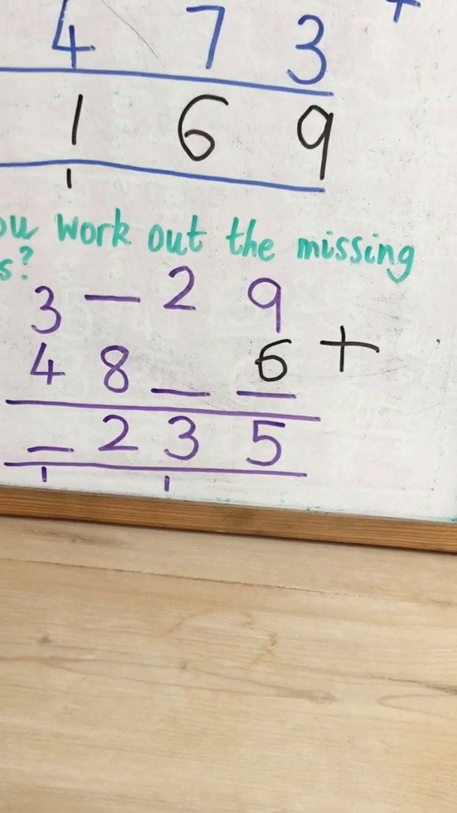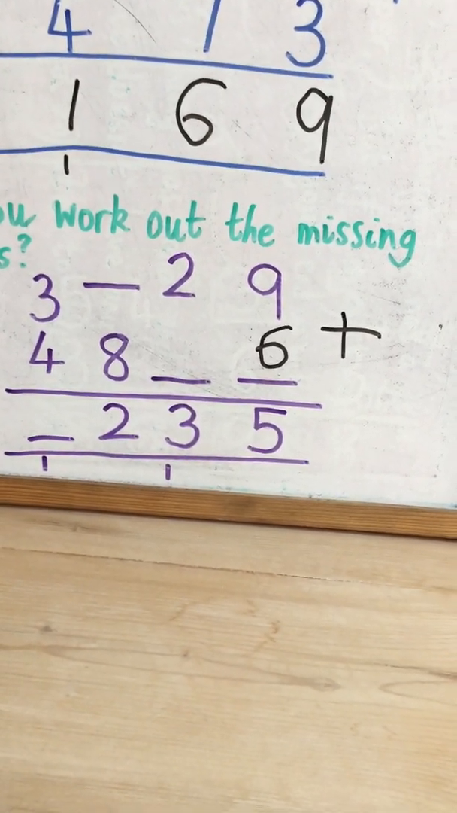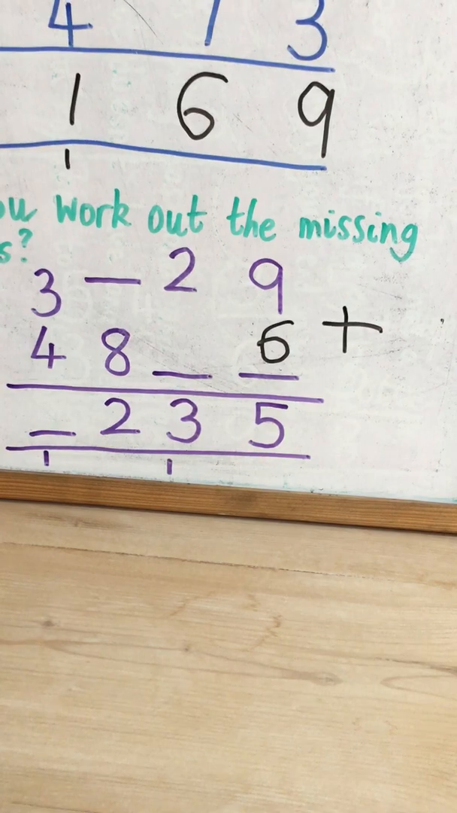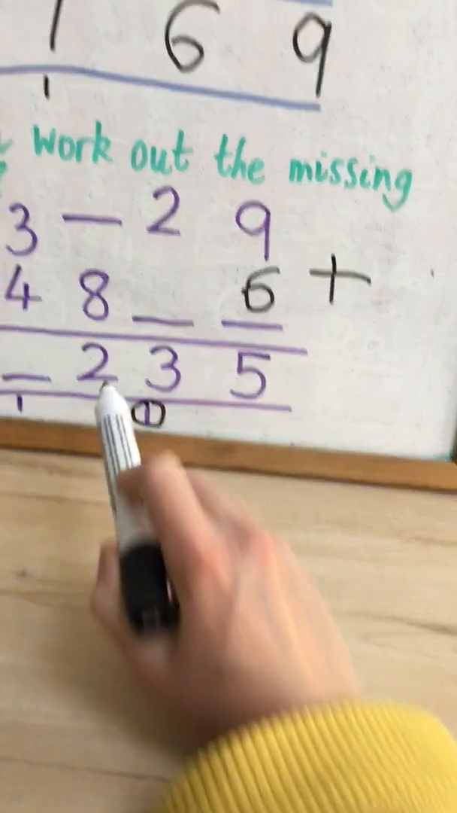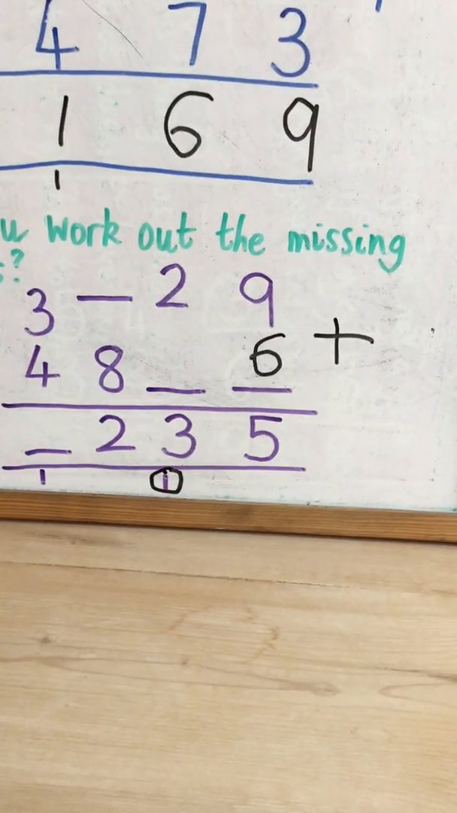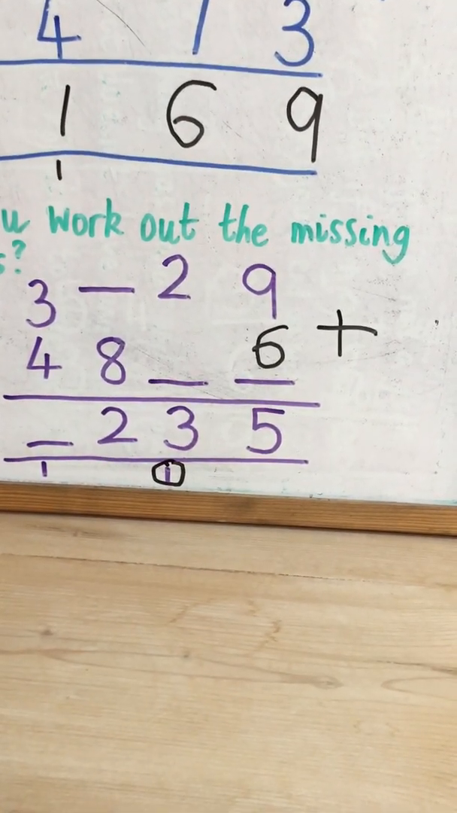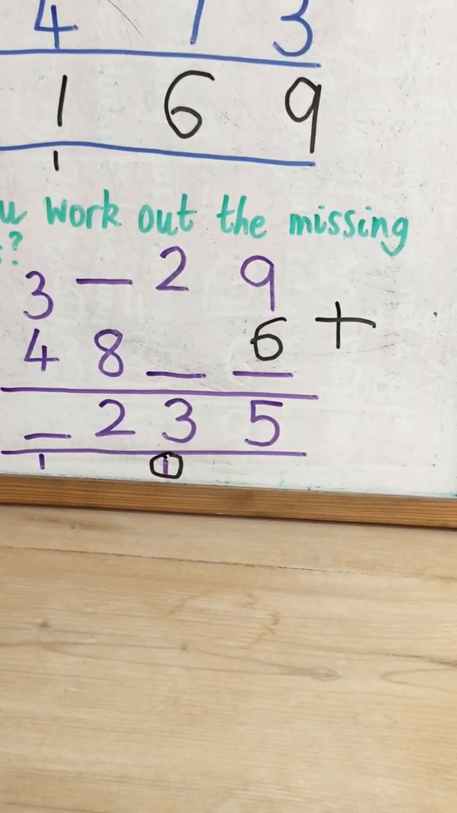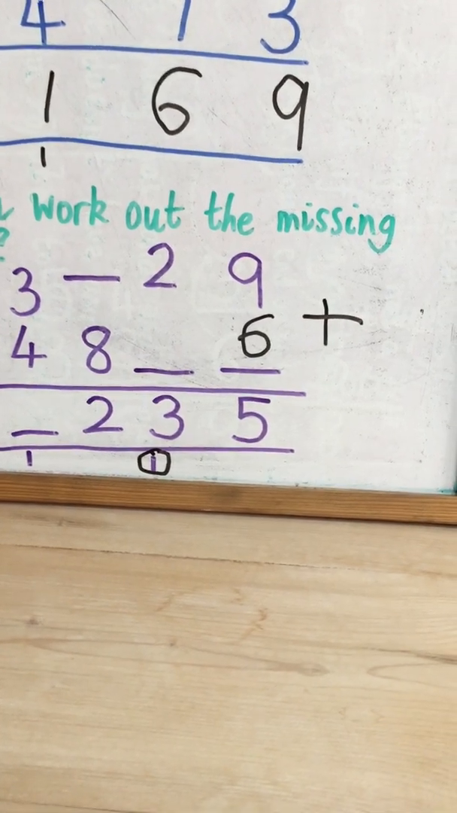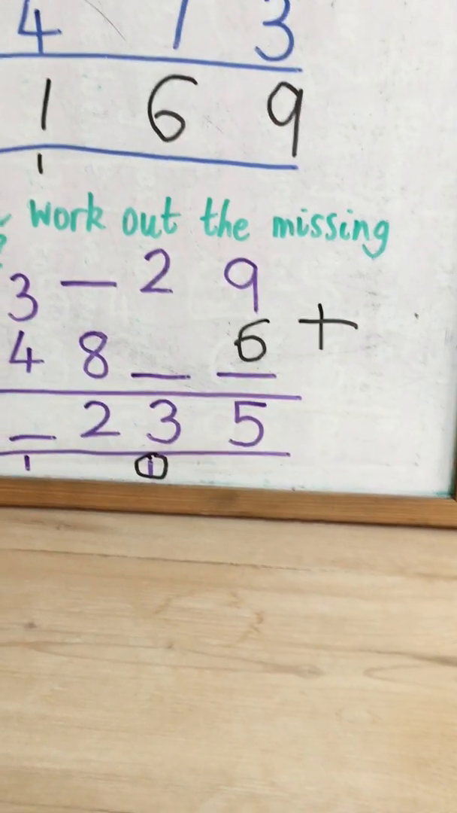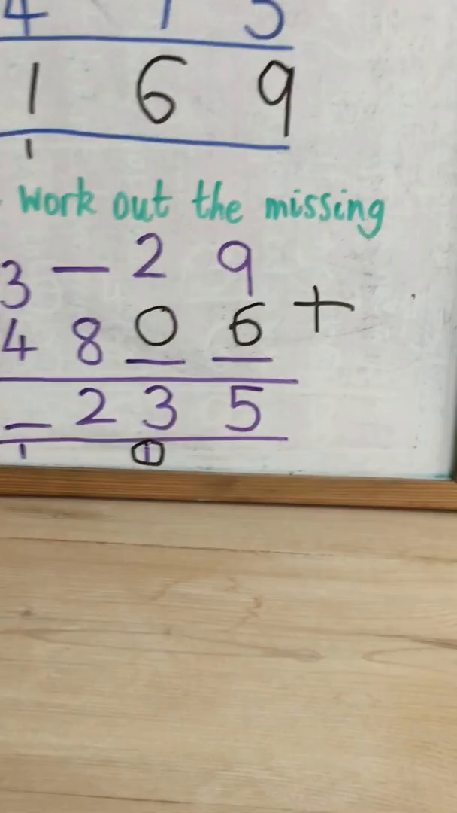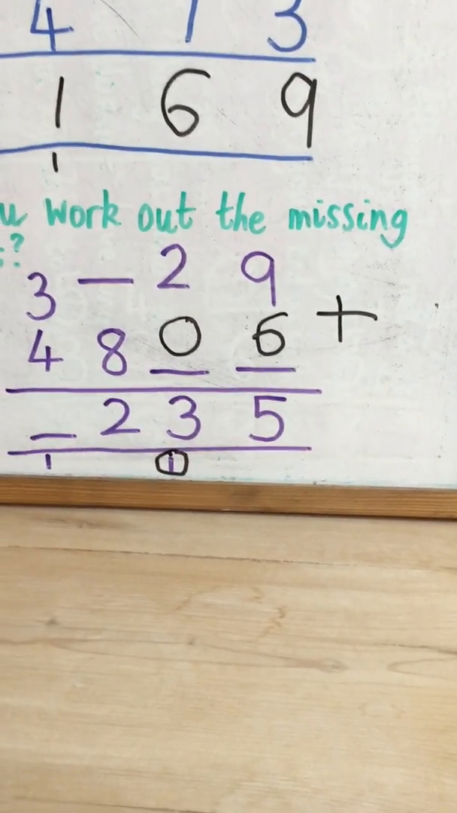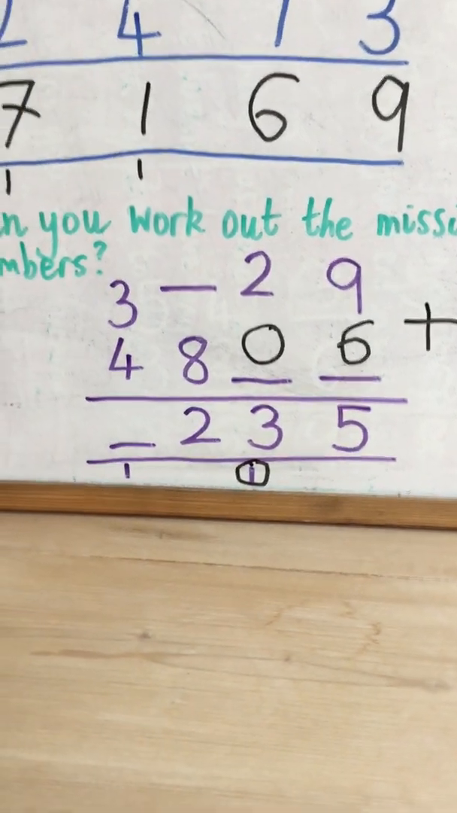Now I've got 2 plus something gives me 3. Now I mustn't forget that I've transferred a 10 across here. So I mustn't forget to add that. So if I do my 2 plus 1, I already get 3. So that missing number, I don't need any more to get to 3, must be 0. 2 plus 0 plus my extra 1 gives me 3.